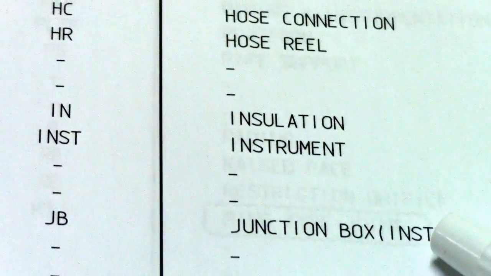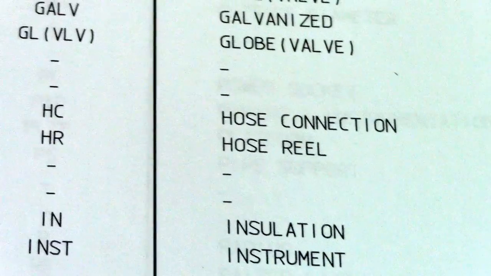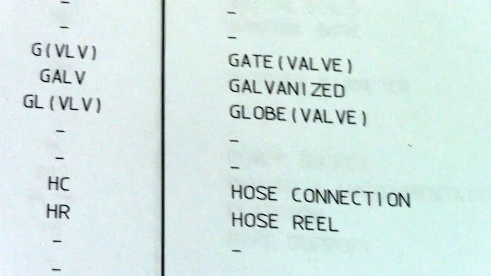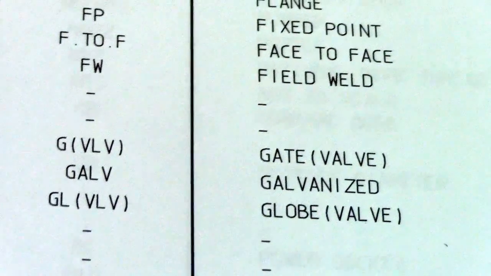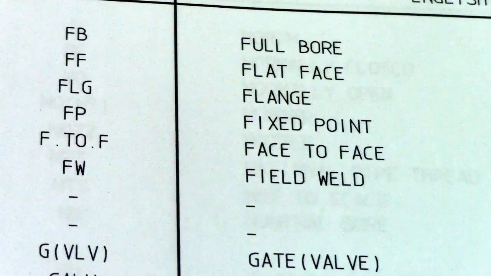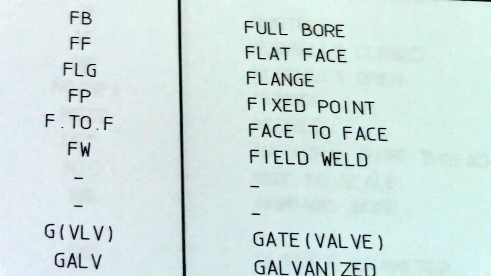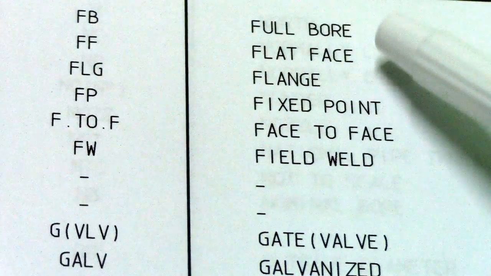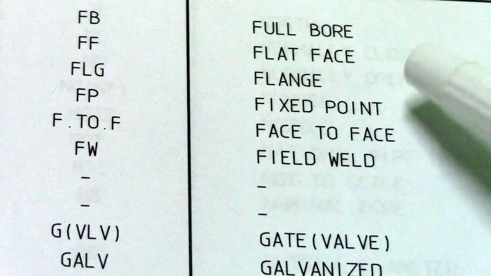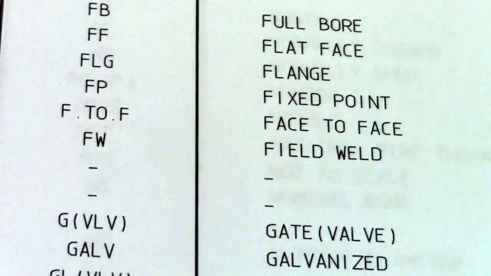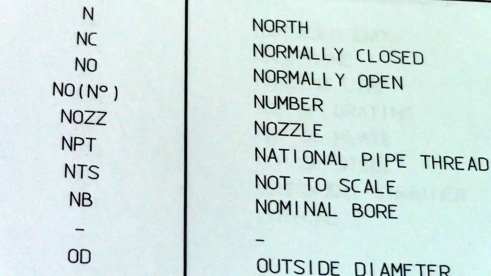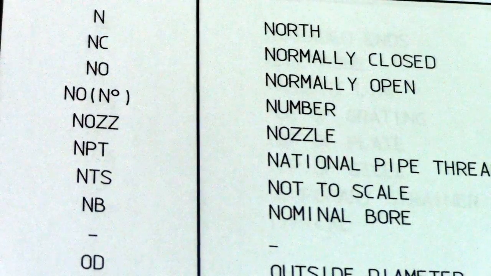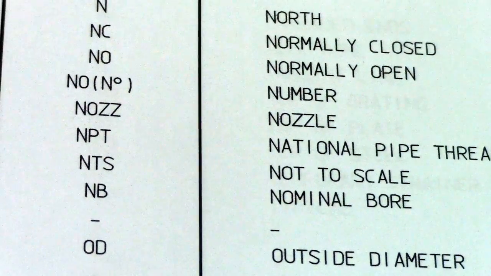Instrument installation, hose reel, hose connection, globe valve, gate valve. This is FB, full bore, flat base, flanges, fixed joint. Take note of all that one, guys. So next, so this is all.